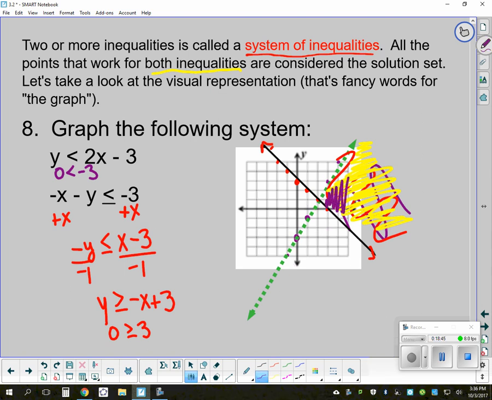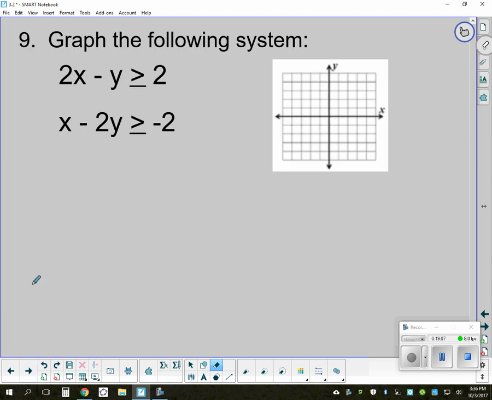Okay, right here. Again, don't get too close to the lines because I want to be able to tell if it's a solid or a dashed line. But this region, that is where your solutions are. Okay, that's how you do a system of inequalities. You graph two of them on the same graph, and then you want to see where they overlap. Okay, let's try this one.